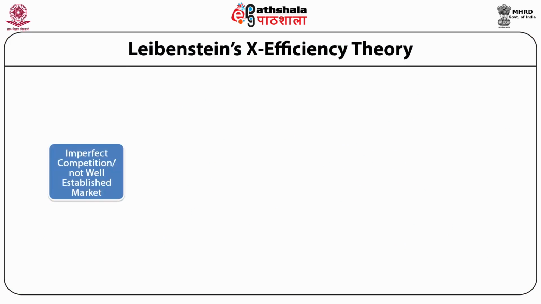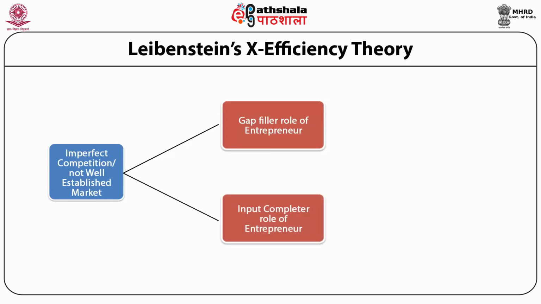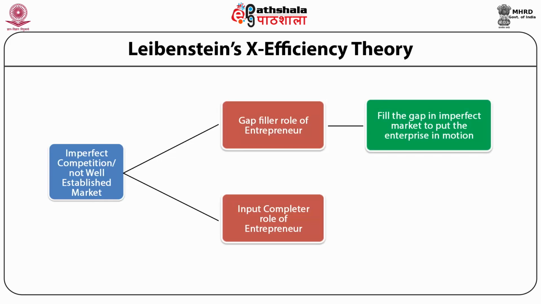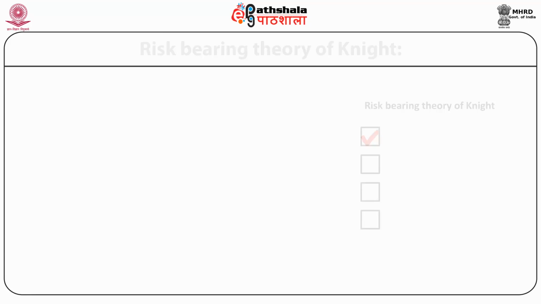As it is stated earlier, Leibenstein identifies two roles for the entrepreneurs. One is the gap filler role of the entrepreneur and the second is the input completer role of the entrepreneur. In the gap filler role, the entrepreneur fills the gap in an imperfect market to put the enterprise in motion, and in the input completer role, the entrepreneur transforms available inputs, which improves the efficiency of the existing production method.